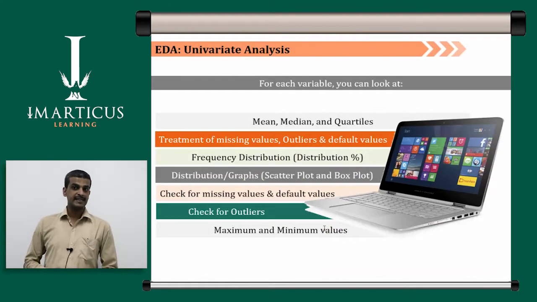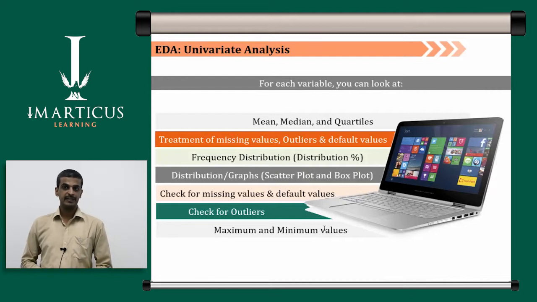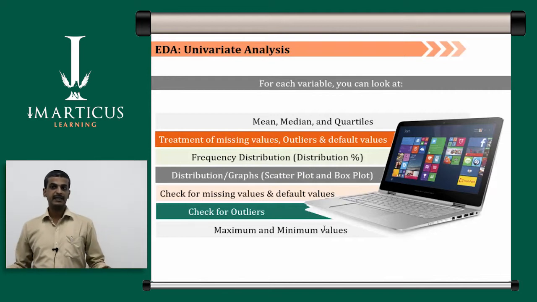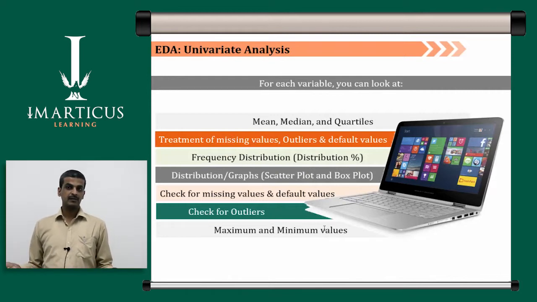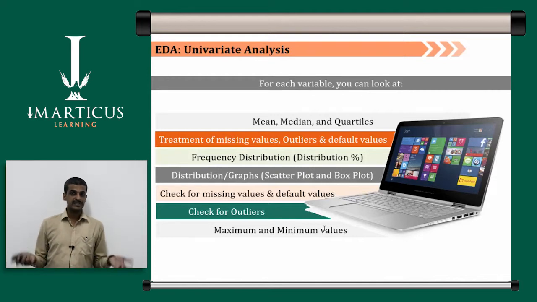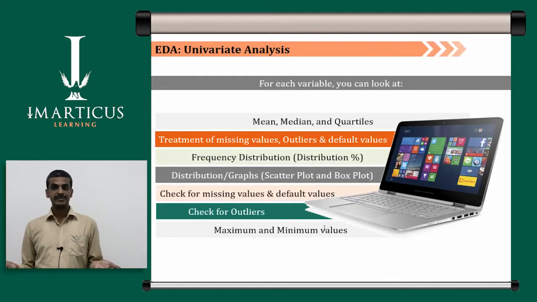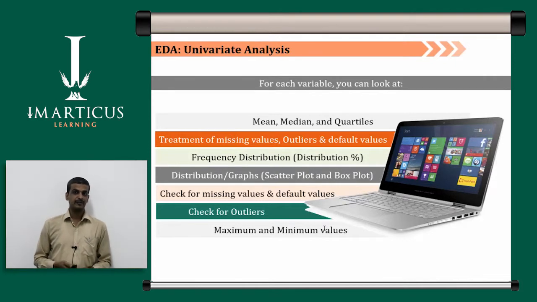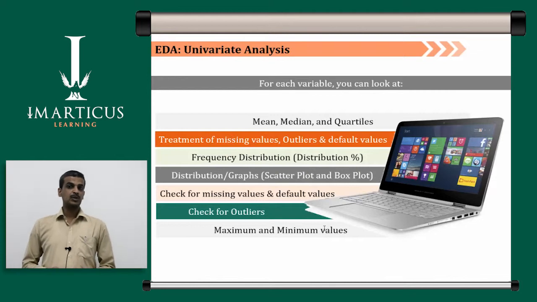So let's try to understand the first category of EDA, that is univariate analysis. For each variable you can look at the mean, median and quartiles. You can consider treatment of missing values, outliers and default values. You can consider the frequency distribution, that is the distribution percentage, and the distribution by graphs, that is plotting histograms, scatter plots and box plots. You can check for missing values and default values. You can check for outliers, which are the maximum and the minimum values.